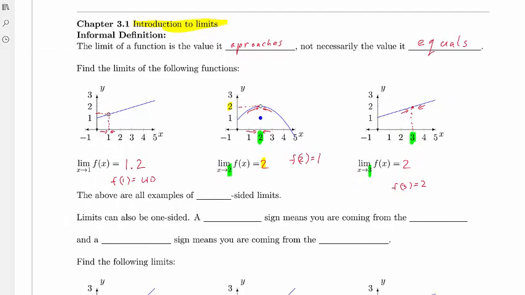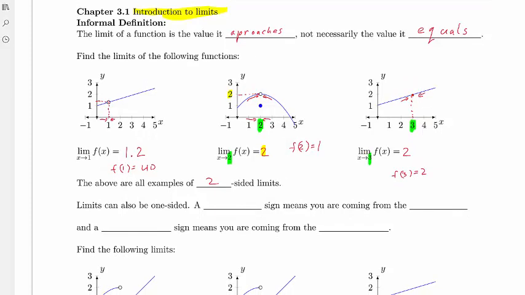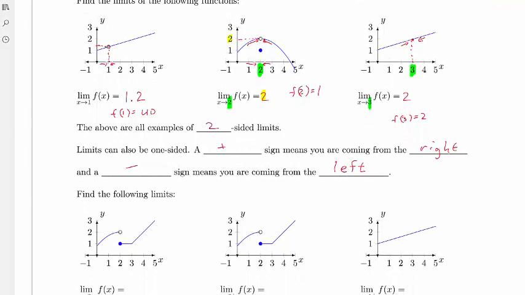So the above are all examples of two-sided limits, right? As we were approaching it from this side and this side. But limits can also be one-sided. And so we'll use a positive sign to indicate that we're coming from the right, and a negative sign to indicate that we are coming from the left. All right, so let's use this to evaluate the following limits.